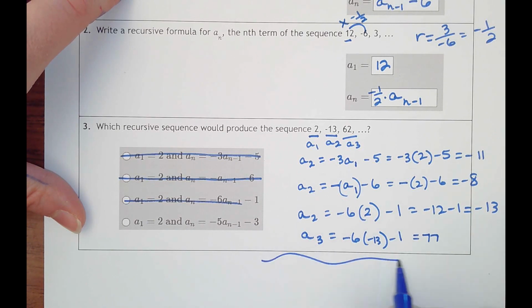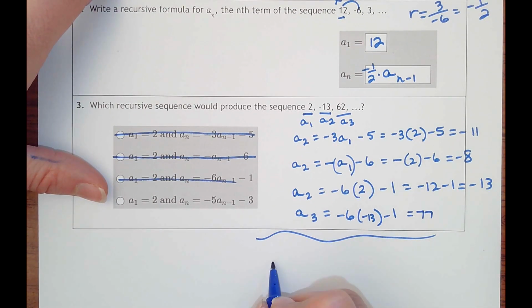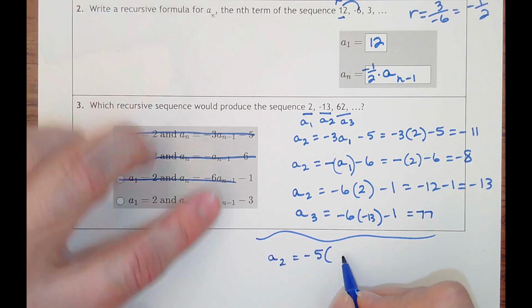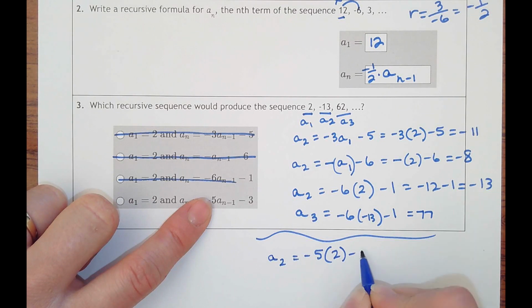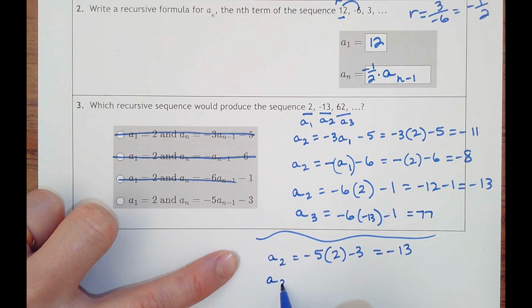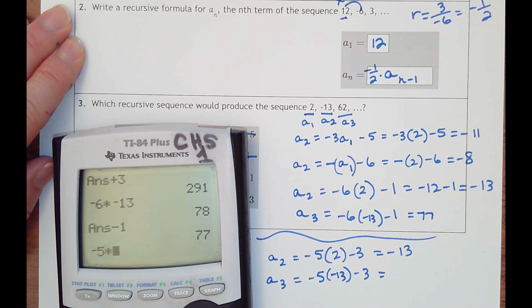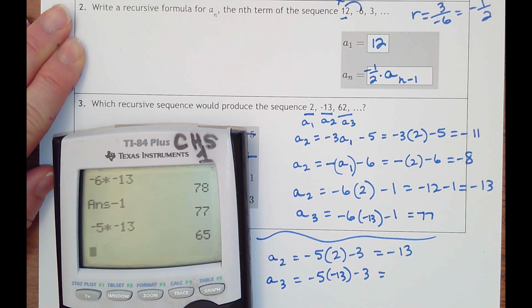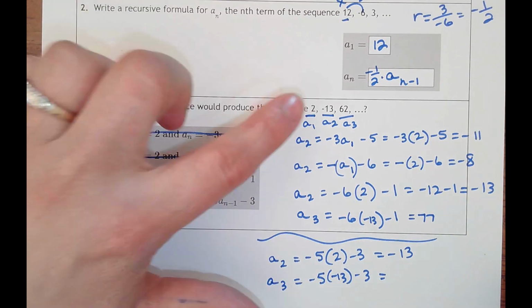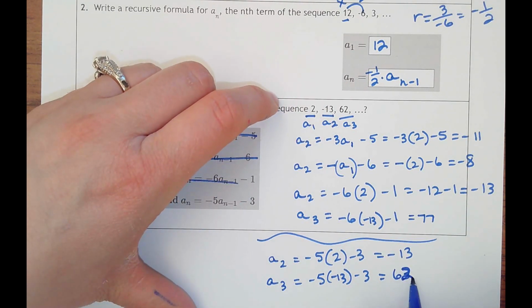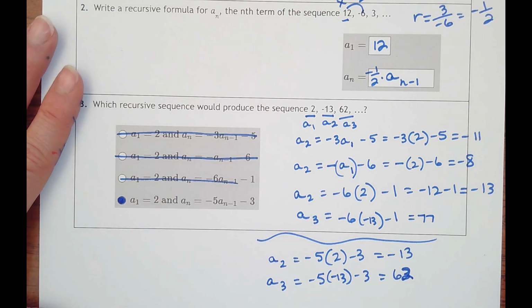So it should be this last one, but let's make sure we check it. To get our second term, it would be negative 5 times the first term, which is 2, minus 3. That would be negative 10 minus 3, which is negative 13. Aha. And then let's try the third term. That would be negative 5 times the second term, which was the negative 13, minus 3. Negative 5 times negative 13 is 65. 65 minus 3 is 62, which matches. Oh, so it gets exactly what we needed. And it had to, of course, be the last one.